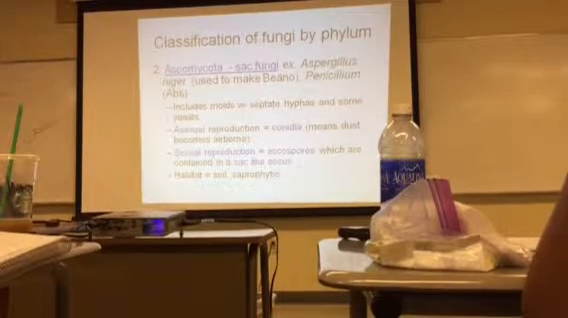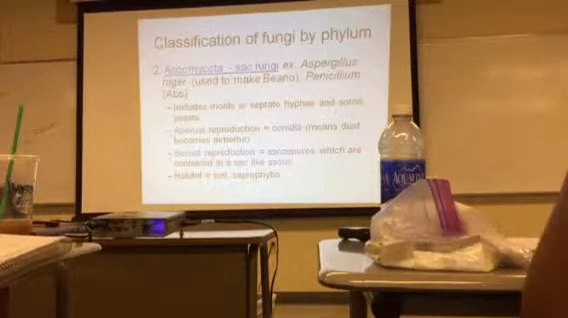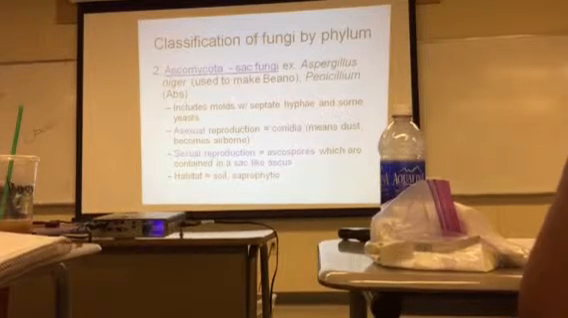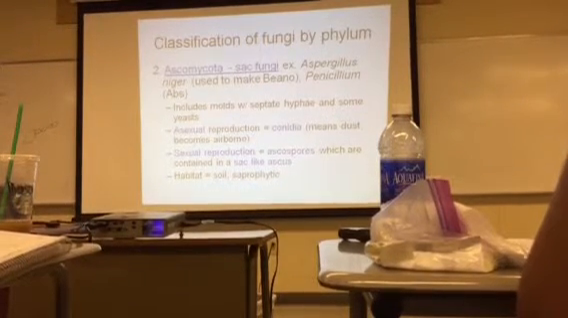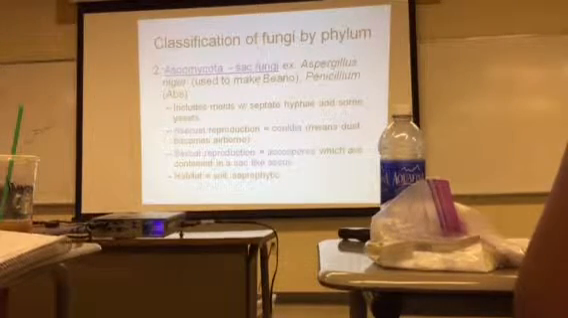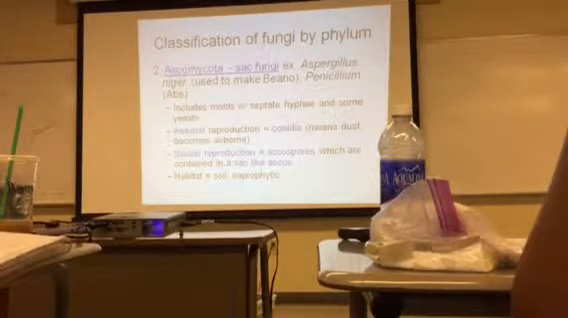Ascomycota, those are the sac fungi. Aspergillus niger and Penicillium. So if you've ever heard of that product that you can buy in, I think, the grocery store called Beano.